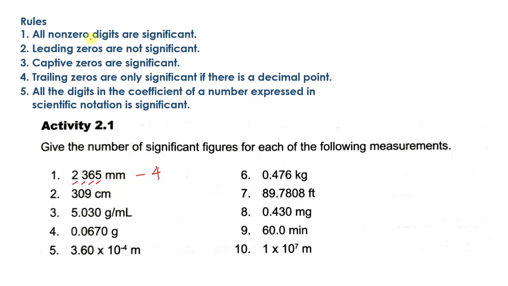Again, all non-zero digits are significant. It means all digits except 0 are significant, right? Of course, non-zero digits are 1, 2, 3, 4, 5, 6, 7, 8, 9. So again, all of these will be counted as significant. These are non-zero digits. Let's go to number 2.